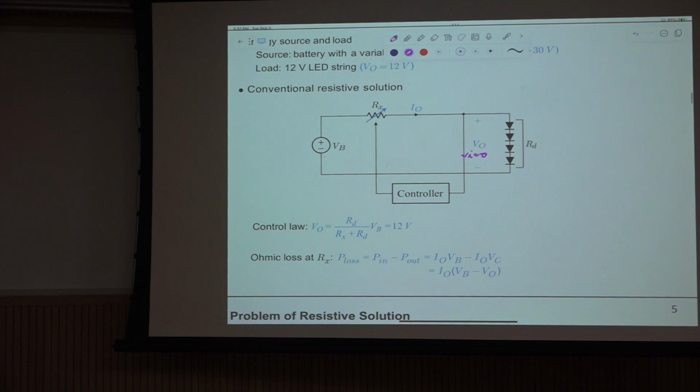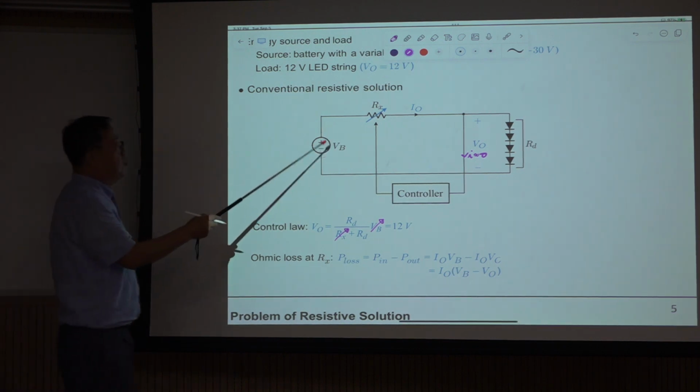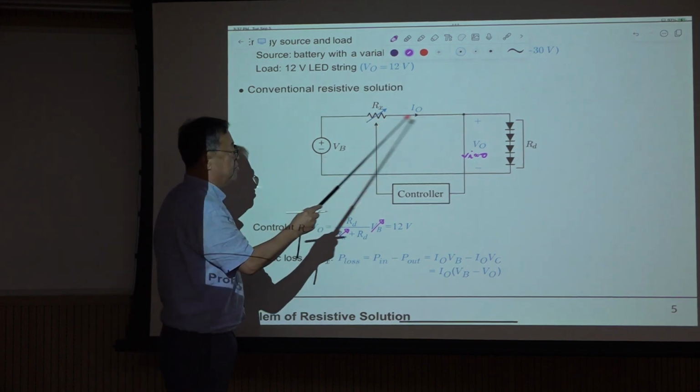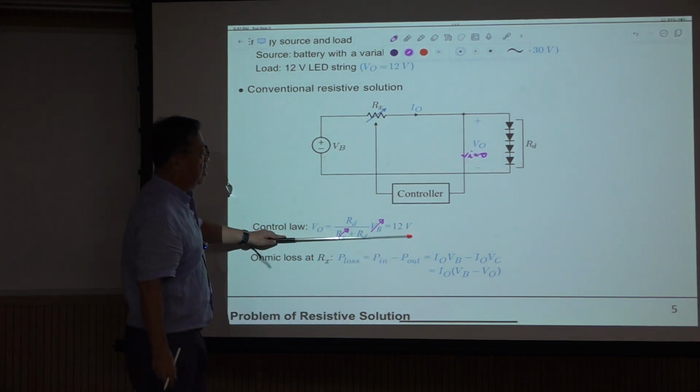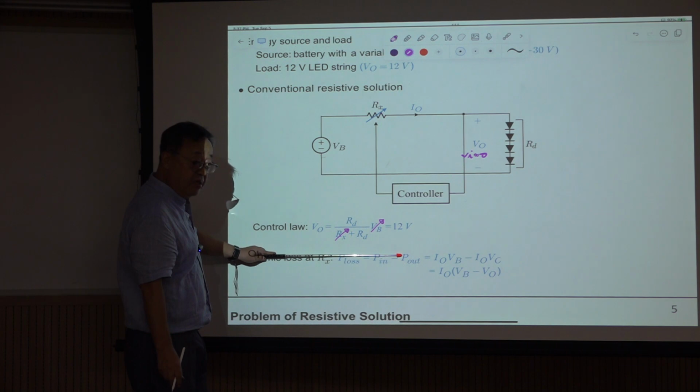If the battery voltage is increased from the previous value, then this one is increased. Then this one should increase too, right? So the voltage drop here is increased, and the difference between this and this becomes this. So this will be maintained at 12 volt. This is very simple, right?